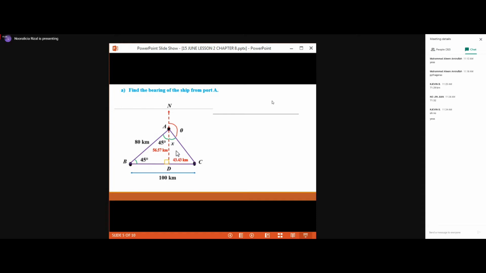what concept can we use to find your X? Anybody? We are finding the angle of X first, yeah? Then only we can find your bearing here, your theta. So what's the concept can we use?